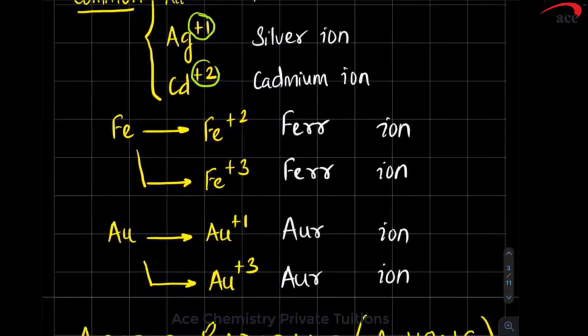Iron has a variable valency, and the lower valency is known as ferrous, the higher valency is known as ferric. Similarly, gold has a valency of +1 called aurous. Gold with +3 is called auric. Aurous and auric.